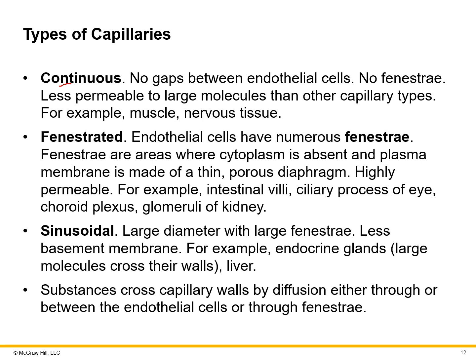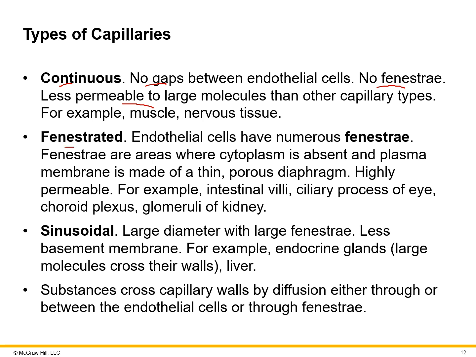So we have continuous capillaries because there are no gaps between the endothelial cells. There are no what are called fenestrae. So they're less permeable to large molecules than our other capillaries. So like muscular and nervous tissue, not a lot of larger molecules can move through them because they don't have those gaps. It's a tighter connection.